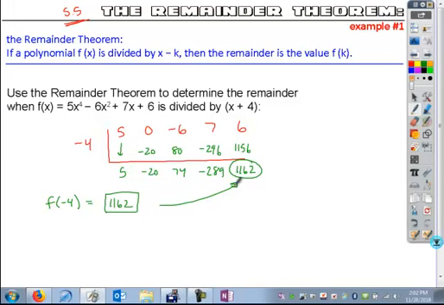So the remainder theorem is just another way that if you're being asked just to find what the remainder is, you can use synthetic division, or you can evaluate the function at that given 0 that corresponds to the factor you're dividing by.